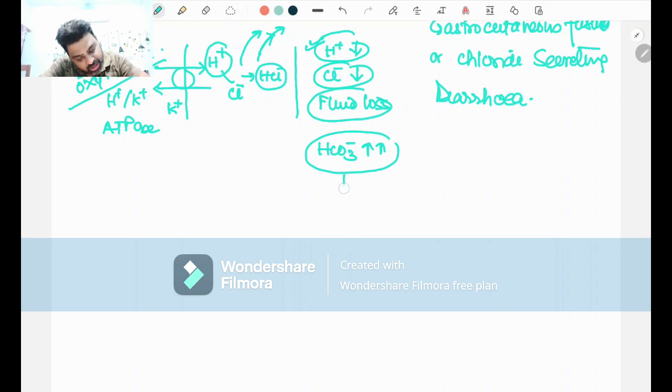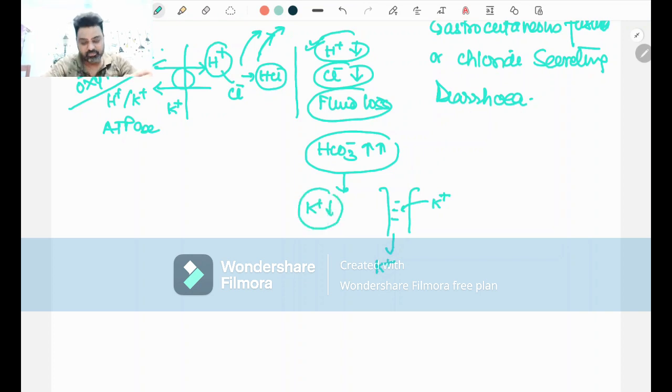Now, when this bicarbonate comes to the lumen of the kidney nephrons, because of its negative charge, it pulls potassium into the lumen, and there is also loss of potassium. So we have a hypokalemia. So this is the condition: decreased H plus, decreased chloride, fluid loss, relative increase in bicarbonate. This relative increase in bicarbonate and this loss of potassium cause metabolic alkalosis.